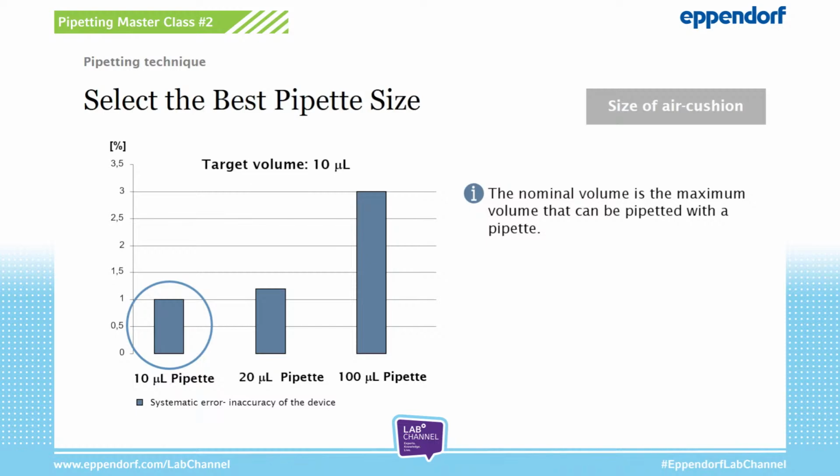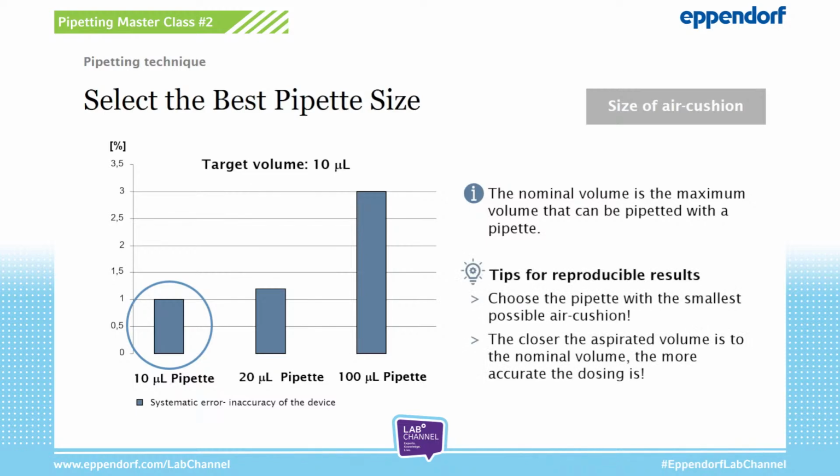So just take a brief look at your pipettes in the lab. The nominal volume is usually indicated on the pipettes, so it can be quite easily identified. The pipette with a nominal volume of 10 microliters has the smallest systematic error we can see here in the diagram. In other words, the target volume of 10 microliters is pipetted most accurately with this pipette. The larger the nominal volume of the pipette, the larger the air cushion, and the systematic error increases with the air cushion size. Therefore, the closer the aspirated volume is to the nominal volume, the more accurate the dosing is. Thus, it is recommended to choose a pipette with the smallest possible air cushion.